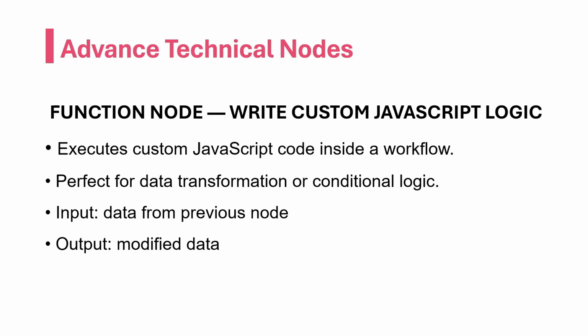So first of all, we will see what the function node is. It is the most powerful tool in n8n. It allows you to write JavaScript directly inside the workflow. For example, if you receive a list of usernames and want them all in uppercase, you can use this short script. The function node gives you total control over data logic and custom formatting, just like a mini code editor inside your workflow.